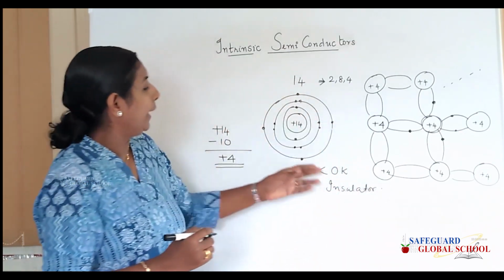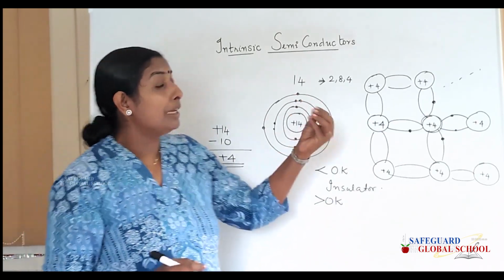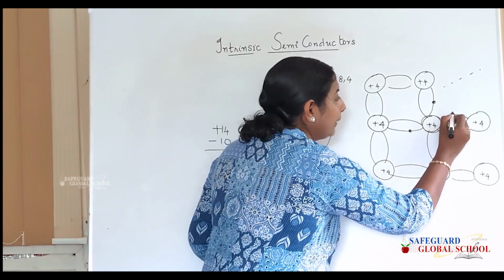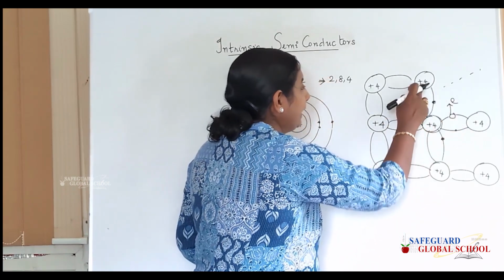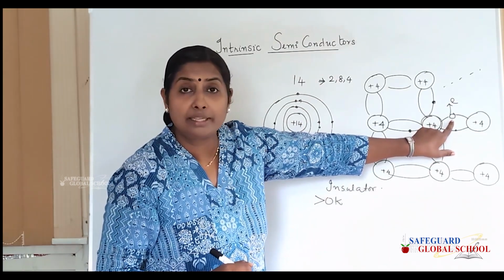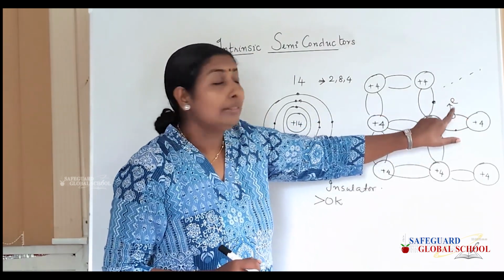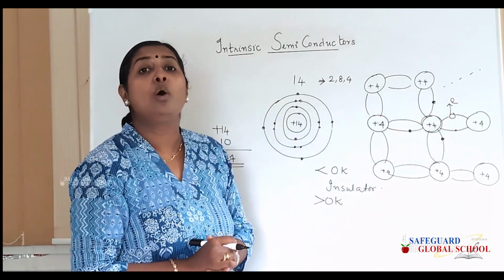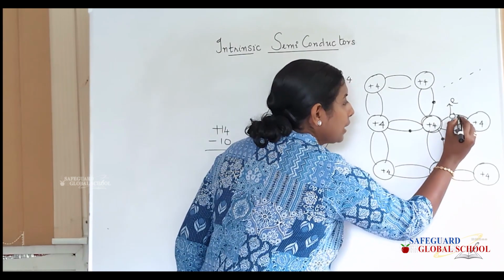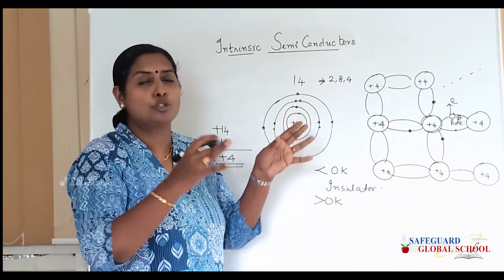So what happens when the temperature is greater than 0 Kelvin? Some electrons gain energy, so they leave the bond. But when they leave the bond for the interatomic spaces, a vacancy of an electron is produced inside the structure. So every electron moving out will create a vacancy. This vacancy of an electron is called a hole, and as it is a vacancy, it is positively charged. The electron is negatively charged; the vacancy of an electron is a hole, which is positively charged.